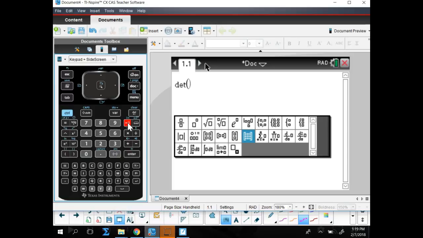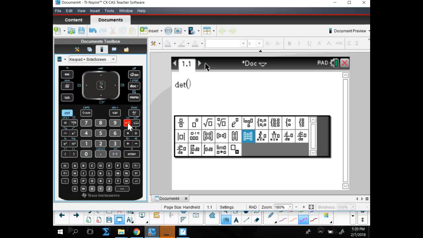Okay? What that does is that opens up all the shortcuts that are on this calculator. So first we've got fractions, then we've got exponents, then we've got a square root, nth root, Euler's number, logs, piecewise functions. Then we go to the second row, absolute value, degrees, minutes, seconds, and then we come to matrices. Then we got summation notation and a bunch of other stuff. Okay? These four are the four shortcut keys for matrices.